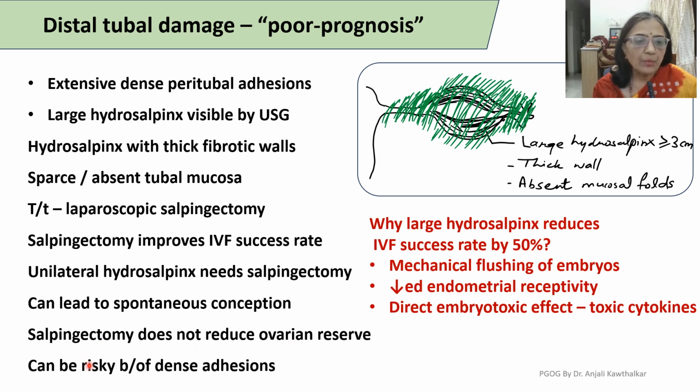This salpingectomy sometimes can be risky because of the presence of dense adhesions. That is the only problem: even if we want to do salpingectomy, there can be intestinal adhesions, there can be adhesions anteriorly with the bladder, and that can lead to danger or associated complications because of these dense adhesions. That is the only pitfall of taking this decision of salpingectomy for a poor prognosis distal tubal damage with a large hydrosalpinx.